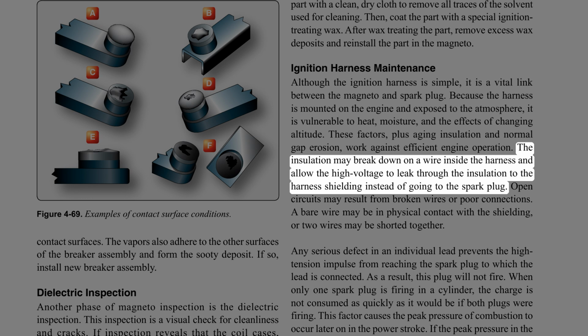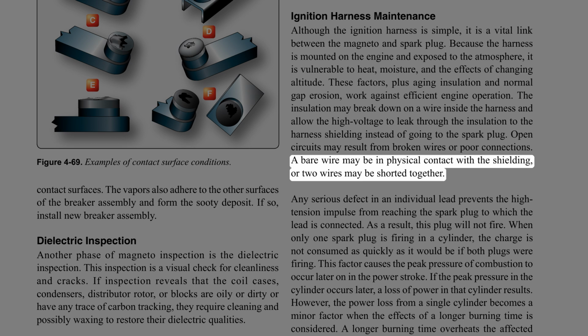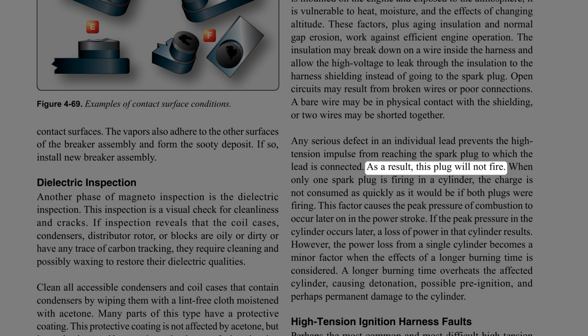The insulation may break down on a wire inside the harness and allow the high voltage to leak through the insulation to the harness shielding instead of going to the spark plug. Open circuits may result from broken wires or poor connections. A bare wire may be in physical contact with the shielding, or two wires may be shorted together. Any serious defect in an individual lead prevents the high-tension impulse from reaching the spark plug to which the lead is connected. As a result, this plug will not fire.